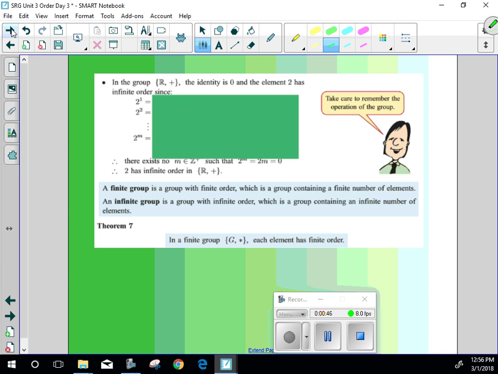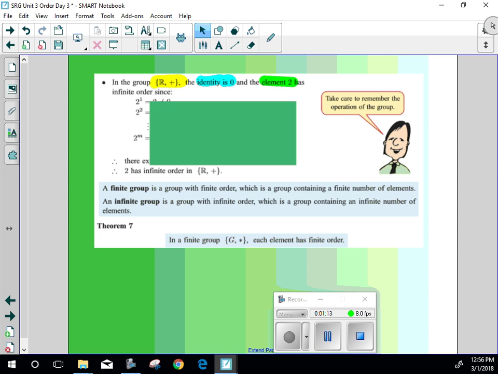So let's try this with a different one. Now we have, on the next page, you see where it says R, real numbers, operation what? Addition, and now we still keep the same identity, 0, and still use 2. But what do you think this one is going to be for an order? Well, if we go 2 to the first, you get 2. That's not 0.